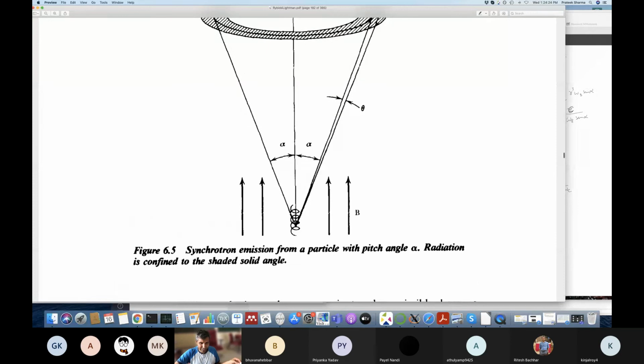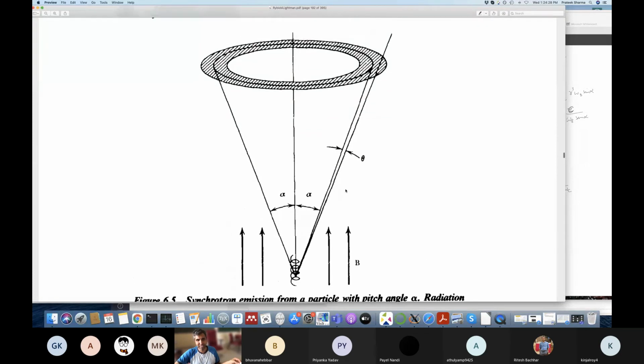So you have this helical trajectory of an electron. This is the direction of the magnetic field. The velocity is in this direction. We are assuming a constant pitch angle alpha here, so you have particles gyrating with this pitch angle. Since most of the radiation comes in the direction of the velocity, this is the direction in which the radiation will peak. If you look in other directions, you don't see much.